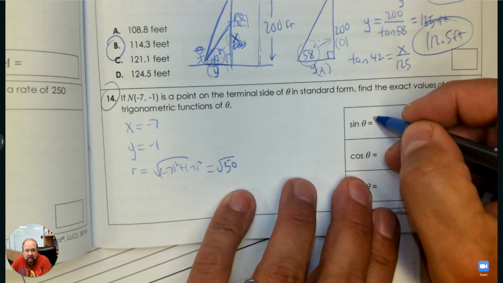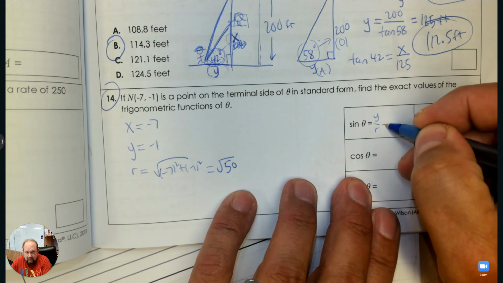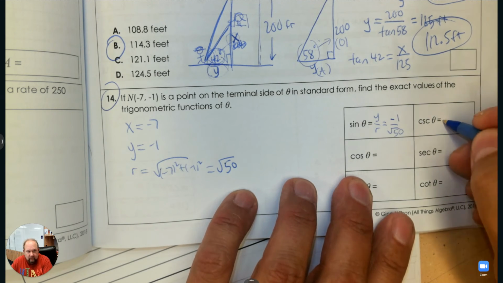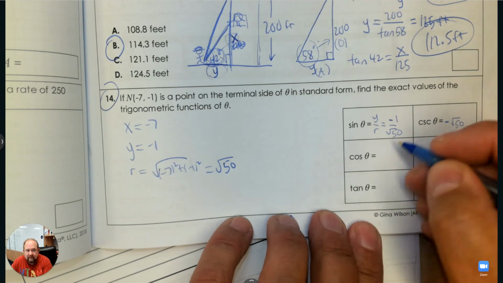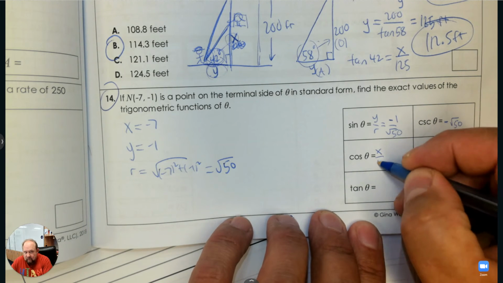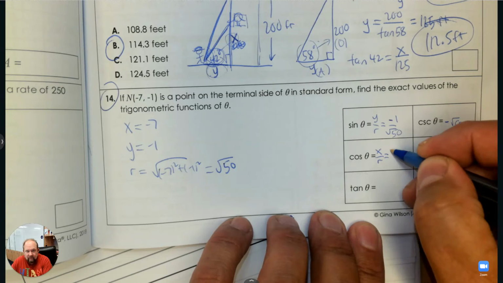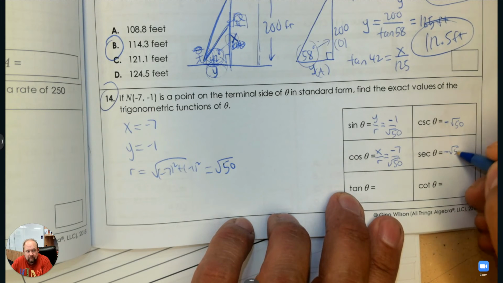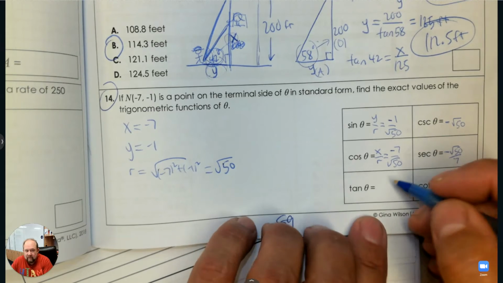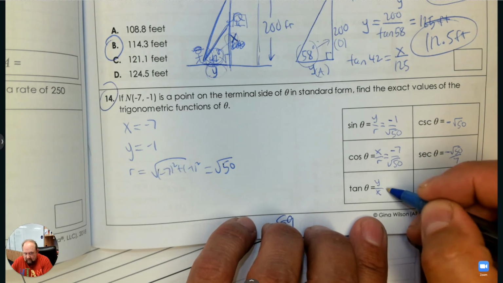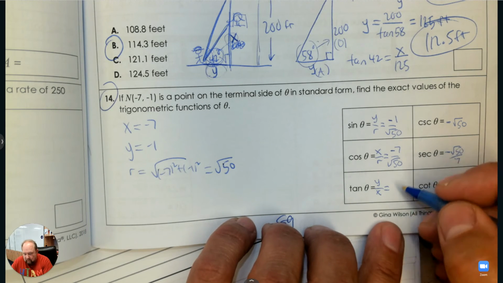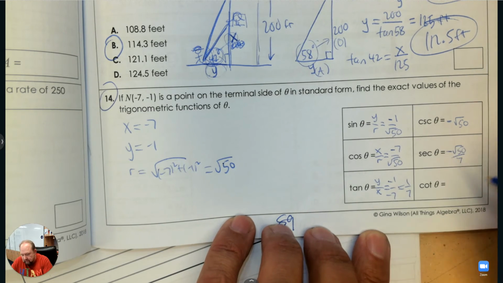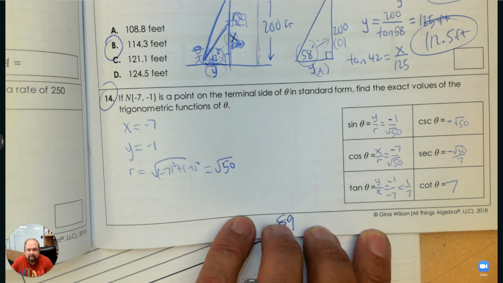So the definition of sine is the y coordinate over the radius. That's -1 over root 50. And then the reciprocal would be negative root 50. This is the x coordinate over the radius. That's -7 over root 50. Or the reciprocal. Tangent theta is the y coordinate over the x coordinate. So that's -1 over -7, or +1 over 7, and the reciprocal. All right, turn the page.